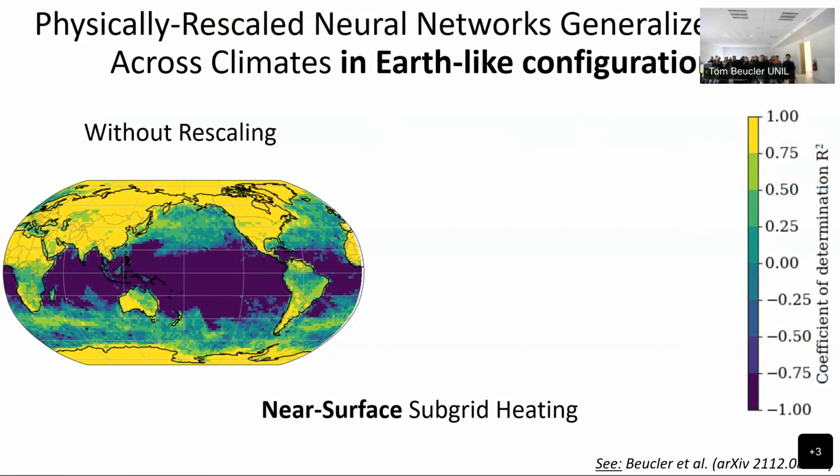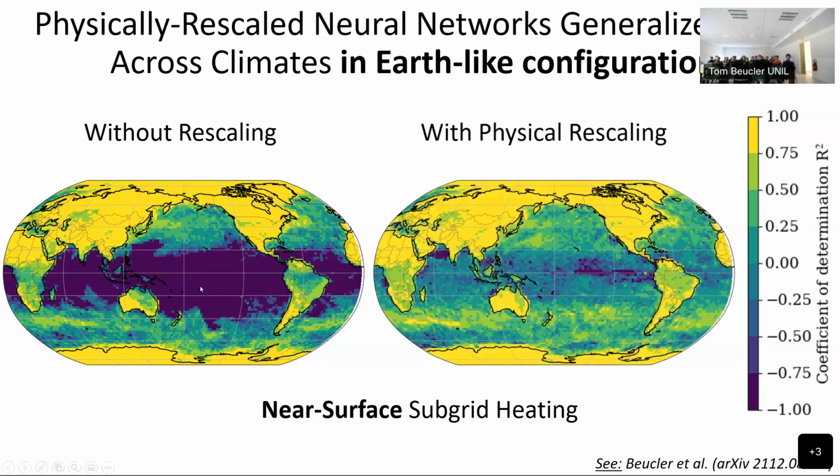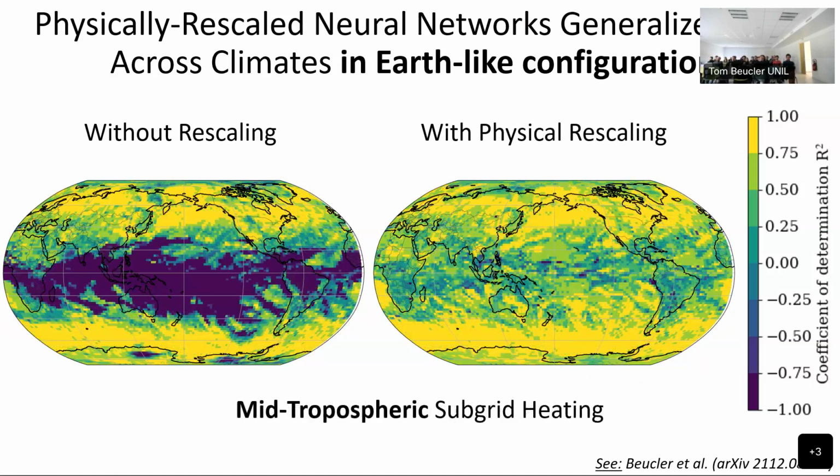Here I'm showing the coefficient of determination, not to be confused with the coefficient of correlation. So that's a very standard regression performance metric we use in machine learning. 1 is perfect prediction, 0 means the error is as large as 1 standard deviation. And then it can go all the way down to minus infinity if your model is really, really terrible. And so you can see that before the rescaling, we have this really big generalization problem in the tropics that is not perfectly solved, but mostly solved by the physical rescalings. And it works even better for more atmosphere-centric quantities like subgrid heating.